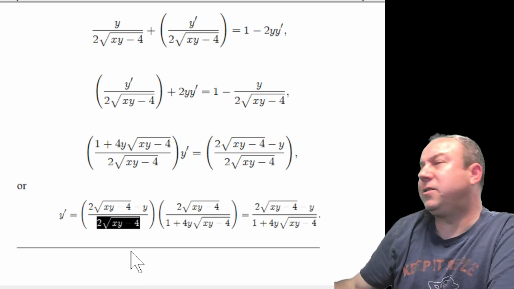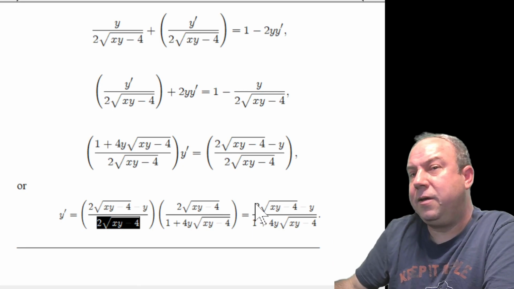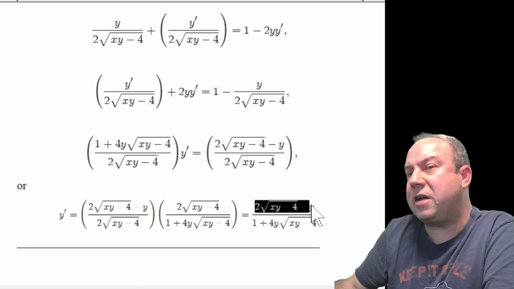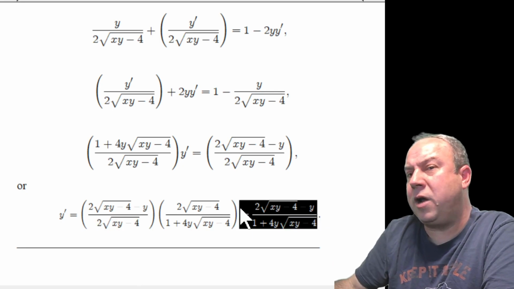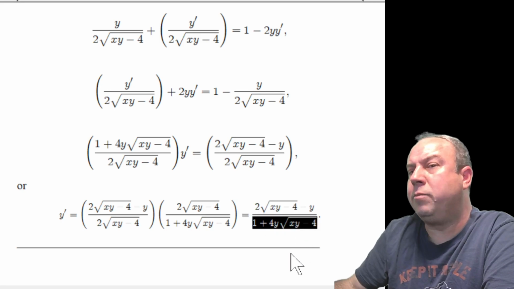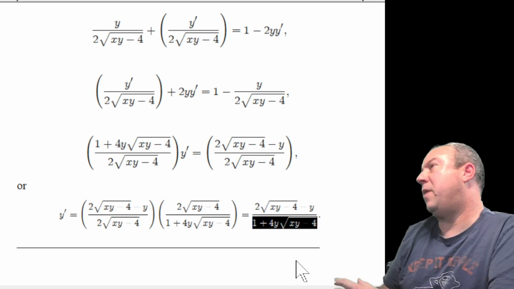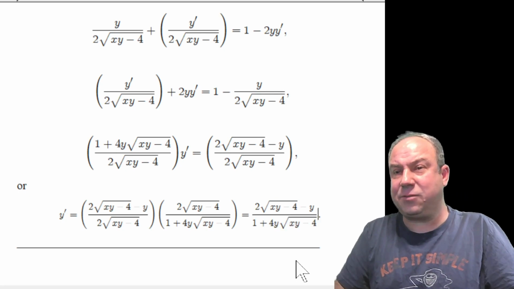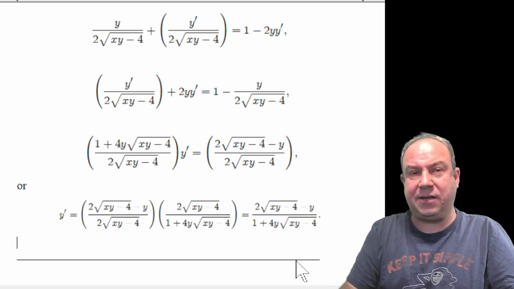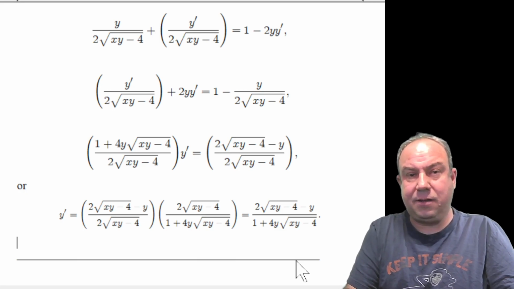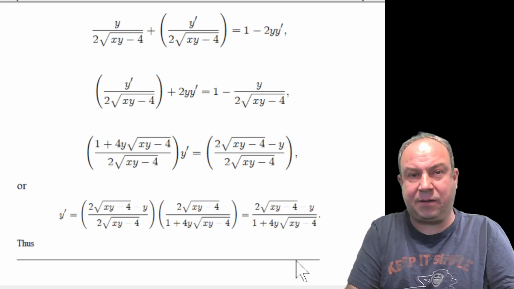So when they cancel, we'll be left with the quantity 2 times the square root of xy minus 4 minus y in the numerator, all over the quantity 1 plus 4y times the square root of xy minus 4 in the denominator. Right? And thus, we might go on to just conclude here. I did not do that. This is our final example, so let's make note.